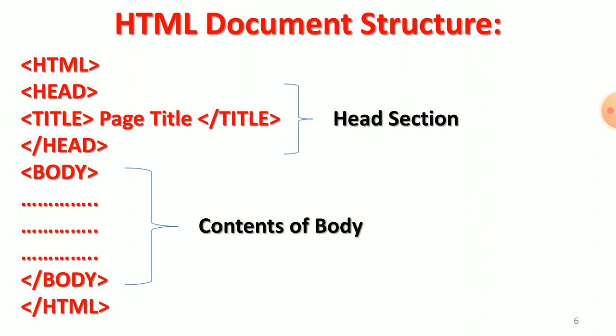The head section contains information about the page such as title and the description of the page. All this information should be embedded in title and slash title tags, which again should be embedded in head and slash head tags. The information specified in the head section is not displayed in the content window of the browser. The content of the title tag is displayed in the title bar of the browser window.